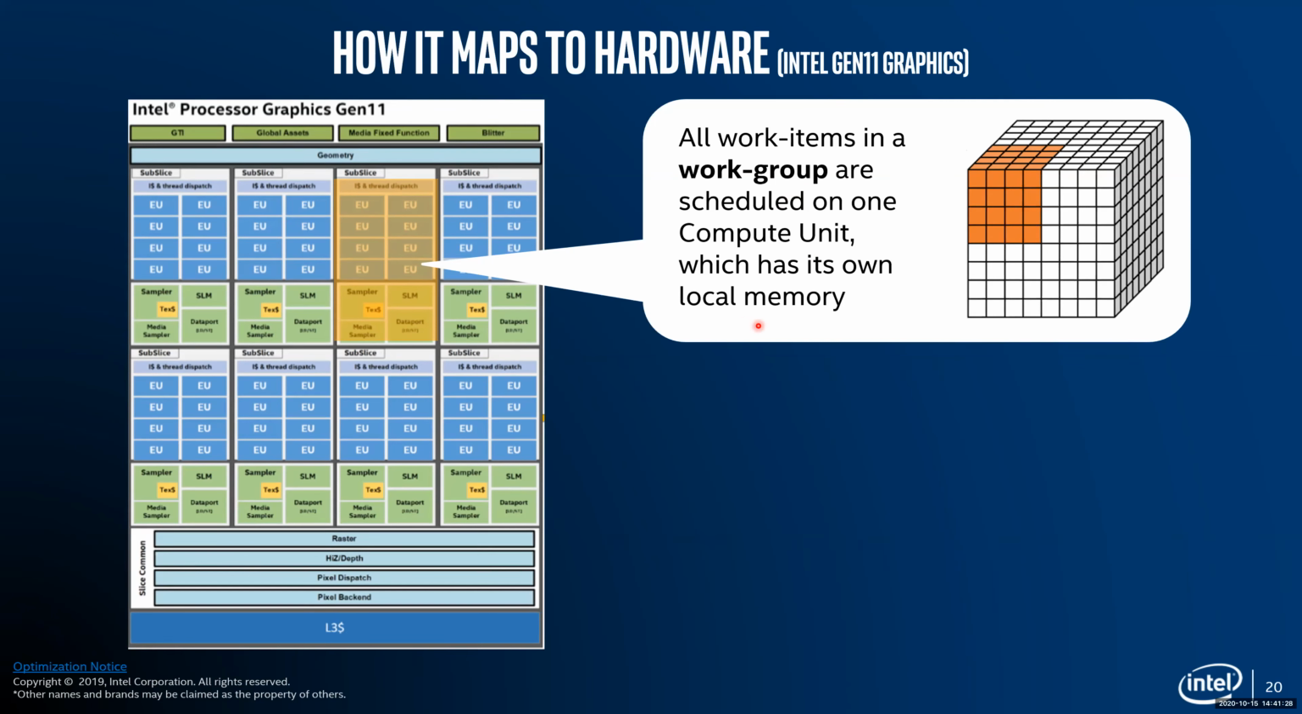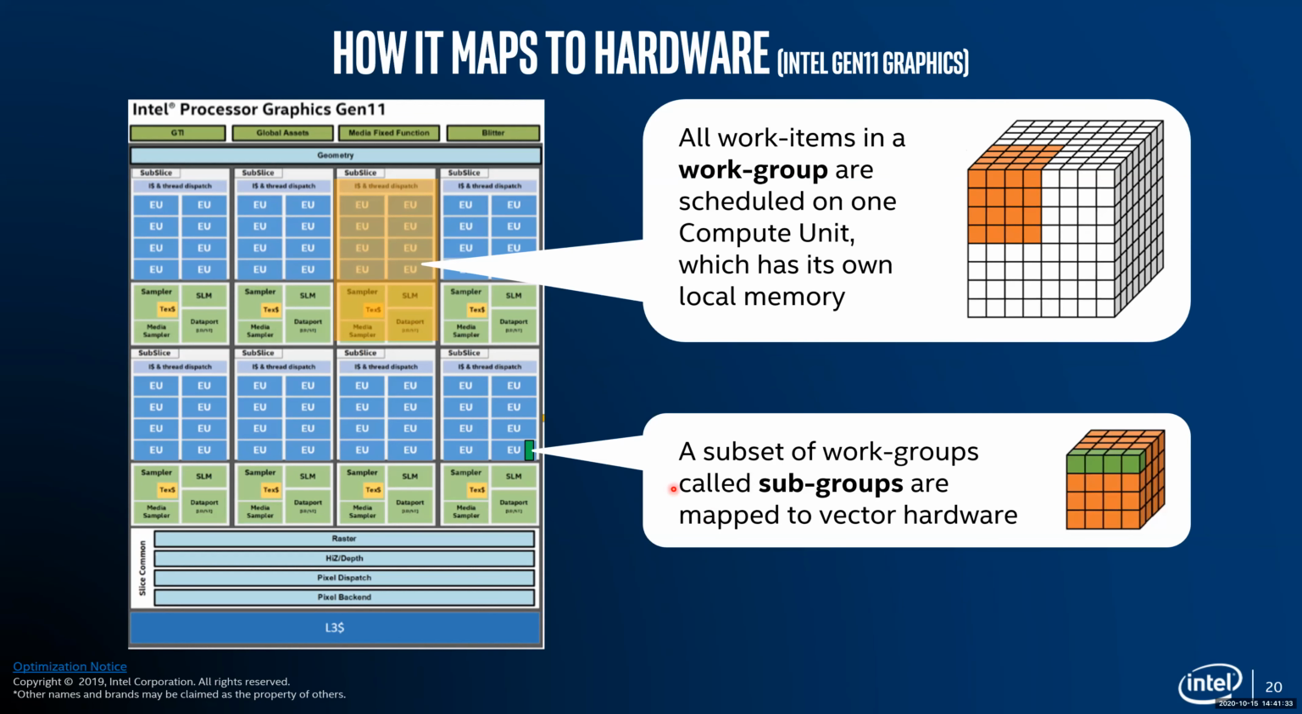And then with DPC++, we introduce another way of grouping. Each one of these individual workgroups can be further divided into a smaller group. That's what you see in green here, called a subgroup. This will map to a vector hardware on the execution unit. This will give you much more control of how your program is actually mapped to lower level hardware, and you can achieve better performance.